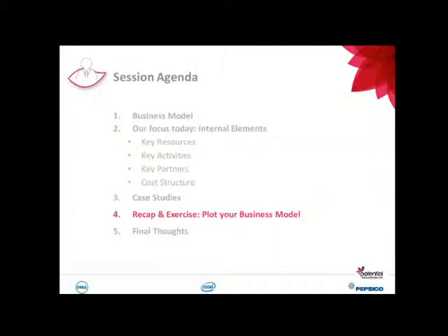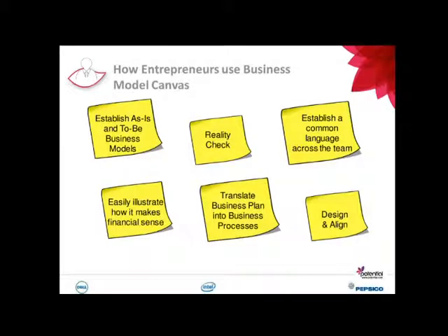Now, a small recap about the business model, and then I will leave you with some thoughts to end this presentation with. Now, how can entrepreneurs actually use the business model canvas? First, what they can do is establish an as-is and to-be business model. In that, they would draw two business models: one that shows the current situation and one that shows the ideal situation, or let's say the situation of the company where it wants to be after 1 year or 2 years or 5 years.